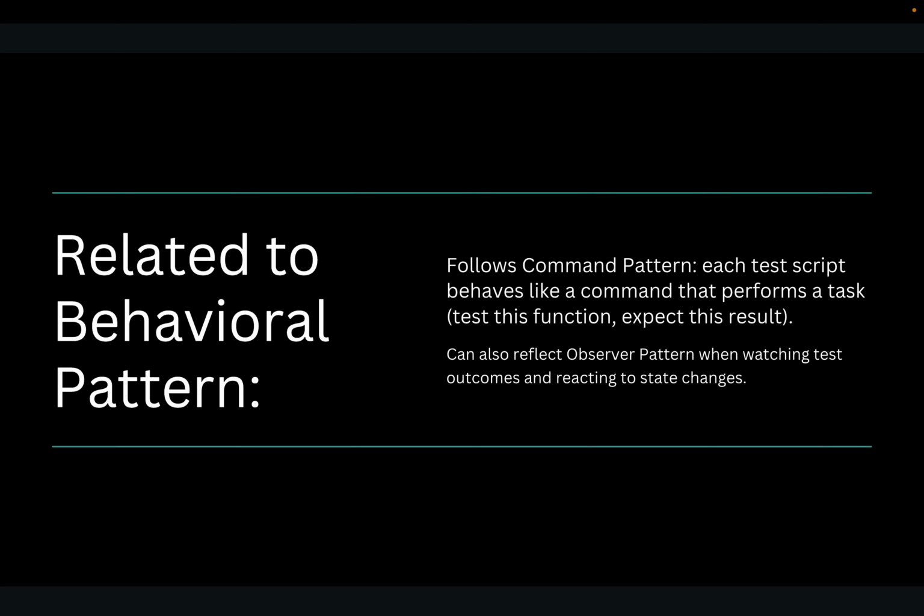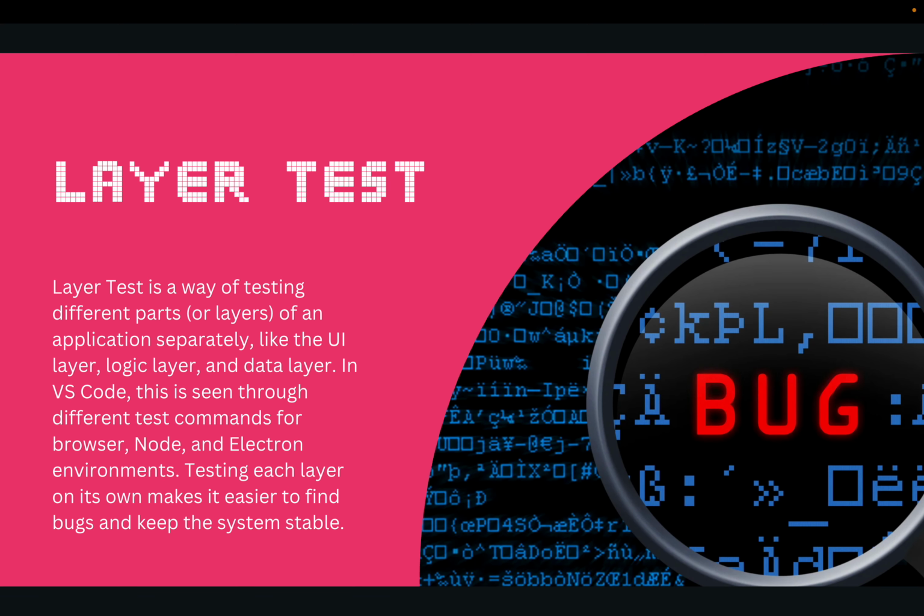Going on with the third test pattern that we recognized in VS Code, it was the layer test. And layer test is a way of testing different parts of an application, right? Big applications have different layers. They have the UI layer, the data layer, the logic layer, and many different layers. And with the layer test, each layer is tested individually and separately. And this is seen through different tests in VS Code itself for the browser, for Node, and for Electron environments.